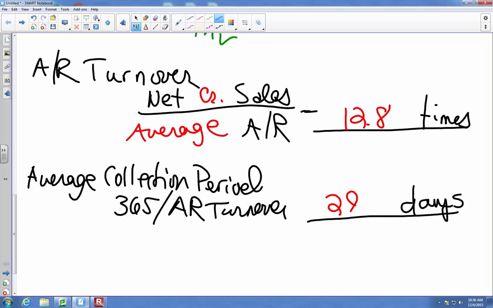So my numerator is 1,498,000, right? My average AR is 115 plus 120 divided by 2. $115, which was the beginning balance. No, that was the ending balance for 2012. The beginning balance for 2012 was 120. So I add those together and divide by 2. 117.5.